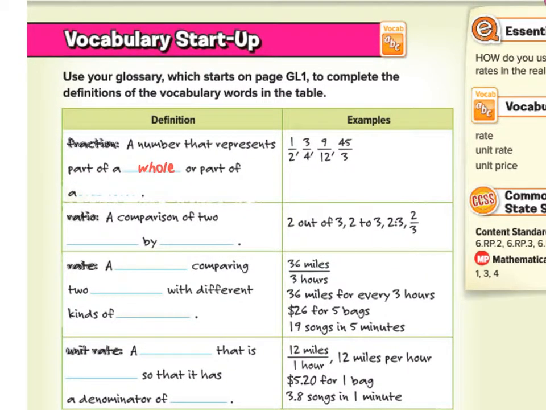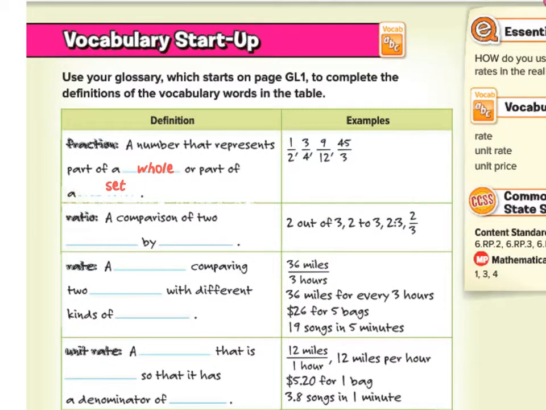Or part of a set. So sometimes you might hear about a fraction of a pie or a fraction of a pizza or a fraction of time. Whenever we talk about a fraction, we're only talking about a part of a whole, not the whole thing. So here's some parts of a whole. Here I have 1/2, which is 1 out of 2, or a half of it, right? Because 1 is half of 2.